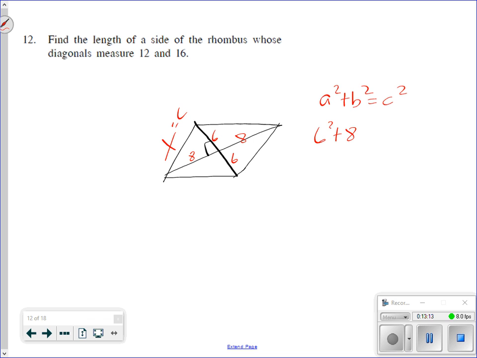6 squared plus 8 squared equals C squared. 6 squared is 36, 8 squared is 64. Add them together, you get 100. Square root both sides, and you get that the side of your rhombus is 10.